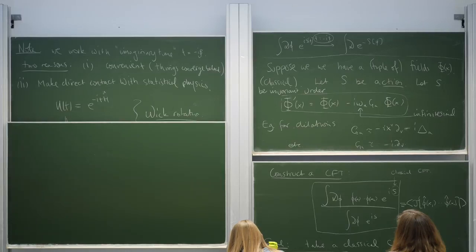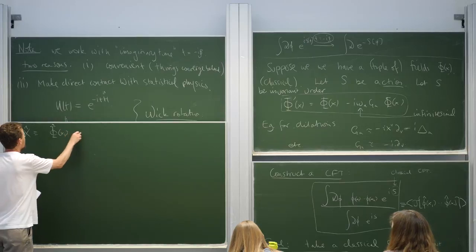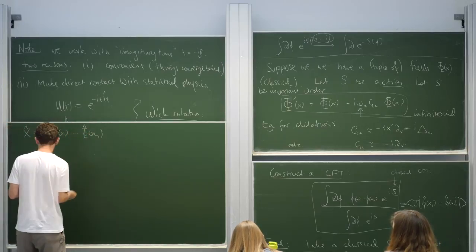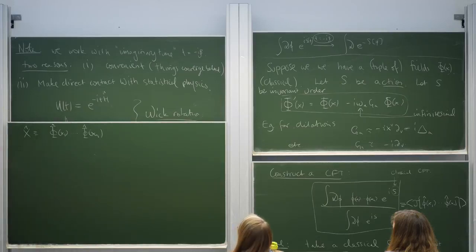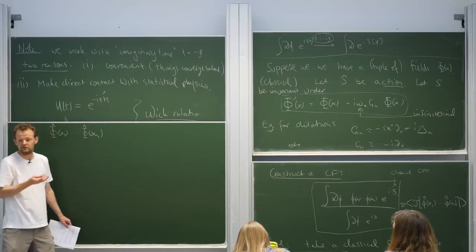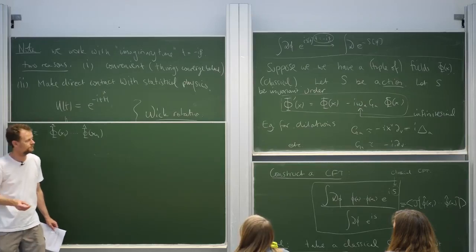So we're going to look at endpoint correlation functions of a putative quantum theory. So we're going to build this thing here. X hat just stands for a product of the quantum field operators at endpoints. I don't know if these quantum fields exist, but the path integral prescription says that here's a formula for them.